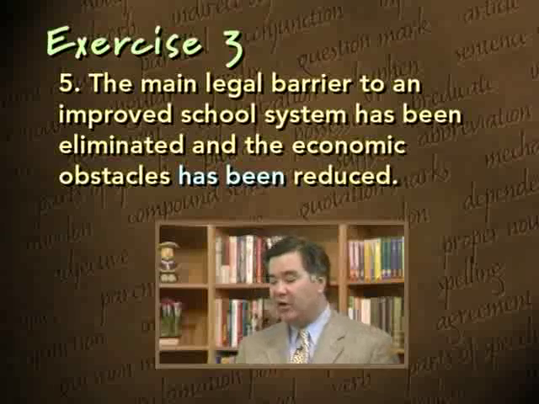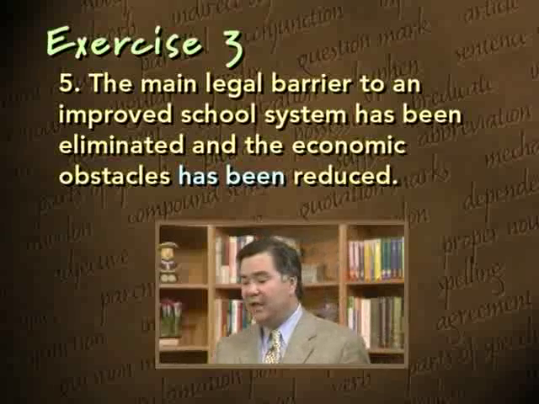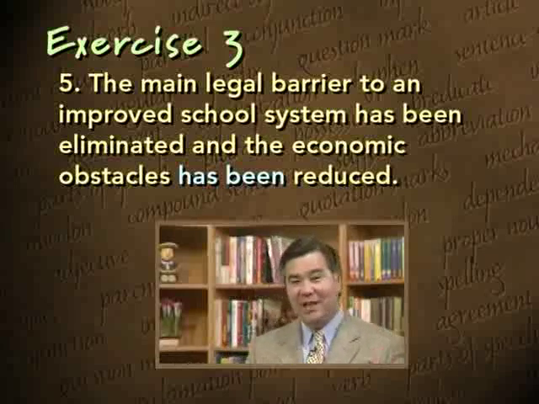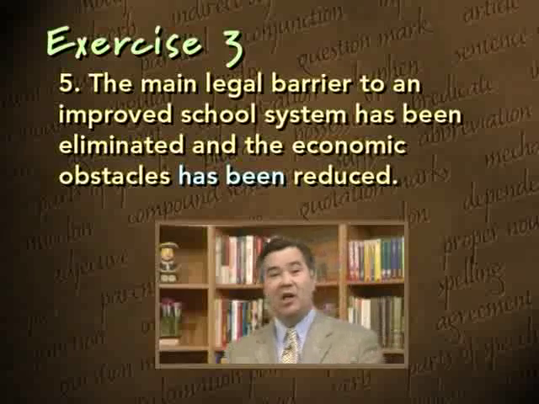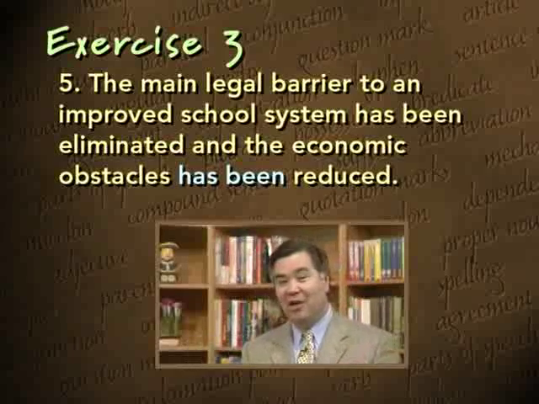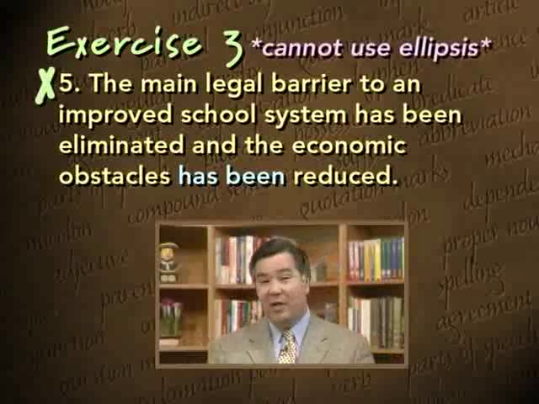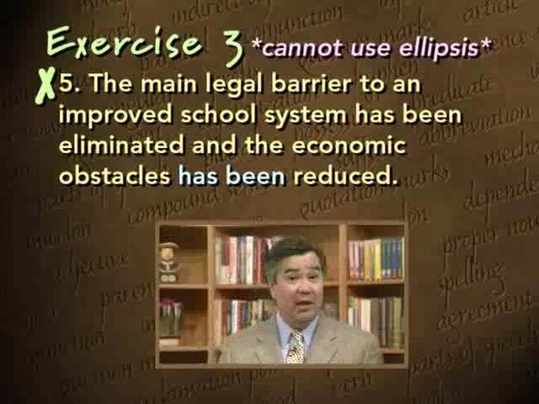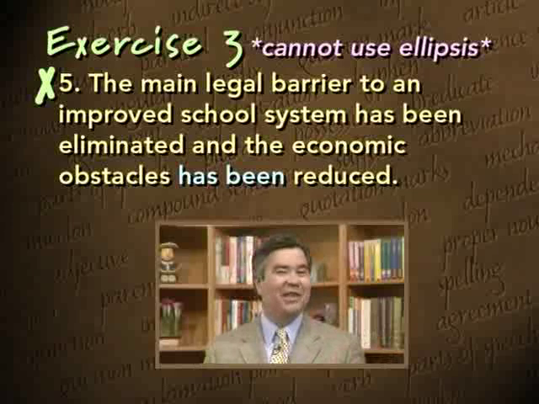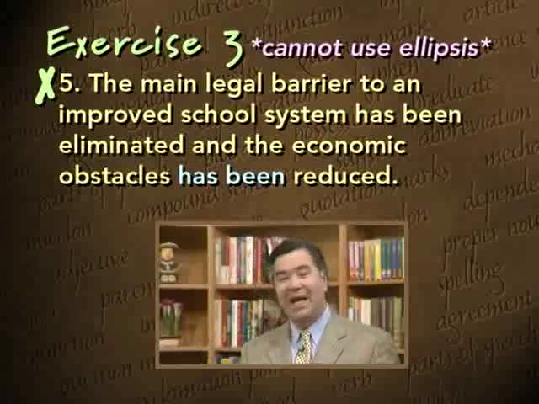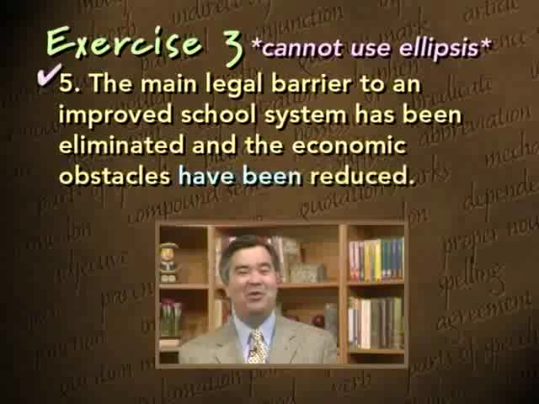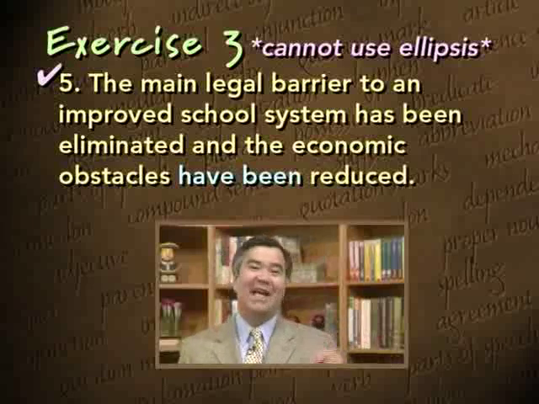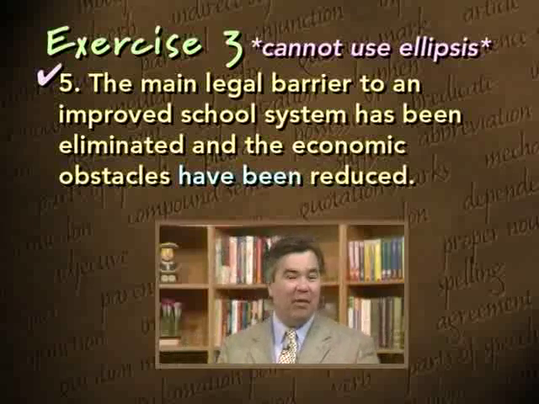The main legal barrier to an improved school system has been eliminated and the economic obstacles has been reduced. Okay, when we reinsert the helping verbs has been, which were left out or omitted from the second clause, we see that they don't quite work. The reason is that the subject of the first clause, barrier, is singular, but the subject of the second clause, obstacles, is plural, and therefore the helping verb has been doesn't work. We have to use have been instead. Therefore, we can't use ellipsis here because the exact same words can't be reinserted and make a correct sentence.